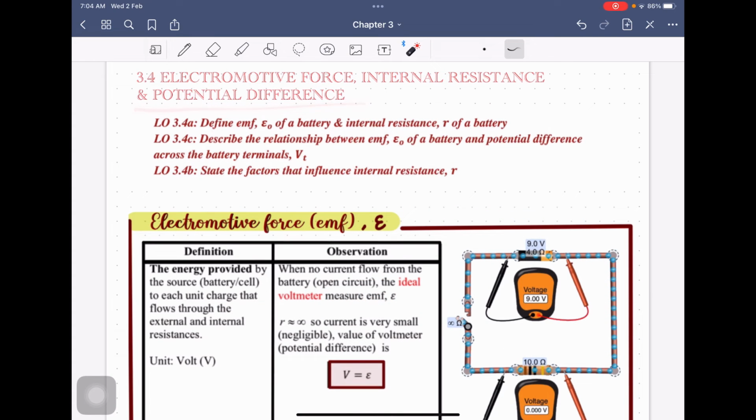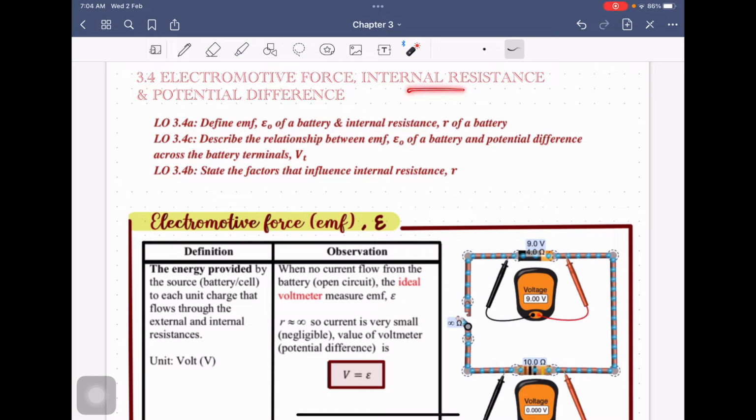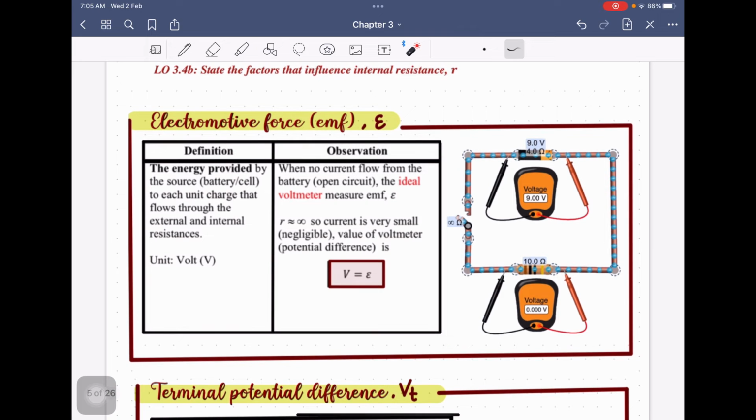Baiklah, subtopik seterusnya 3.4. Okay, electromotive force, internal resistance and potential difference. Okay, kita ada learning outcome 3.4. Define EMF, internal resistance of battery. Kita nak lihat hubungan dia dan kita nak lihat apakah faktor yang boleh mempengaruhi internal resistance. Okay, so kita lihat one by one.